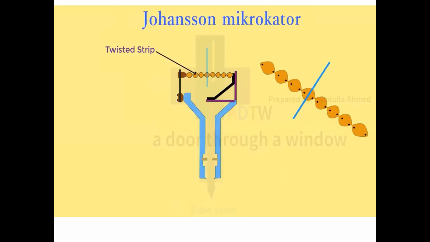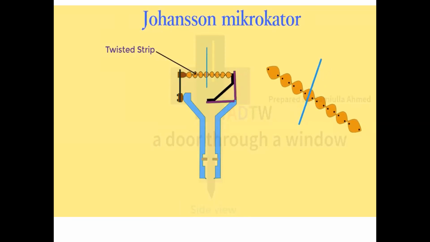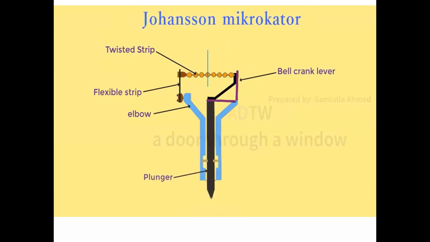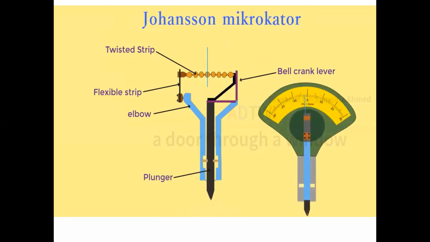Any longitudinal movement in either direction will cause the central portion of the strip to rotate. One end of the strip is fixed to the adjustable cantilever and the other end is fixed to the spring elbow. The spring elbow, which consists of a flexible strip and a stiff diagonal, acts as a bell crank lever and causes the twisted strip to change its length whenever there is a movement in the plunger. The change in length will result in a proportional amount of twist of the metallic strip.